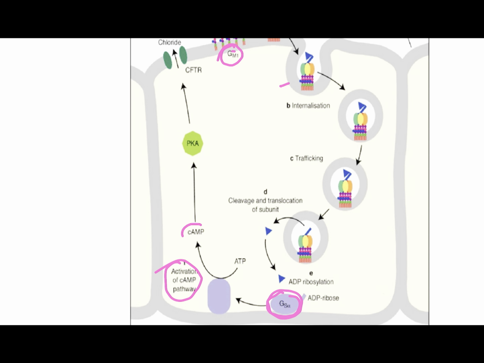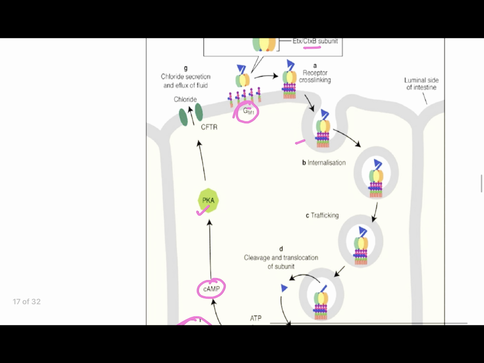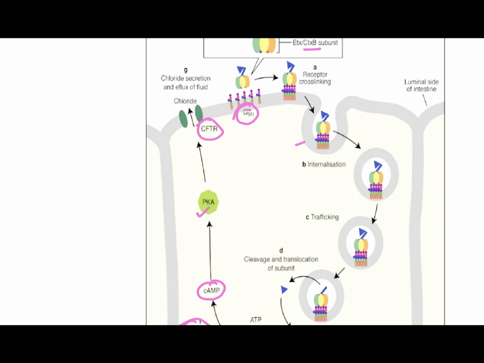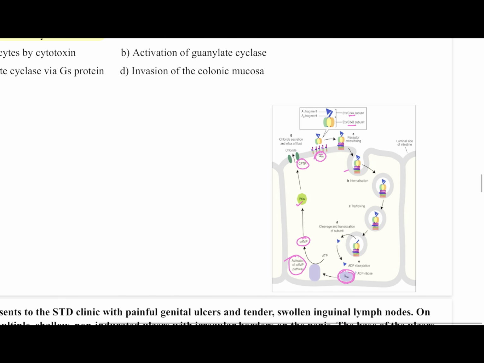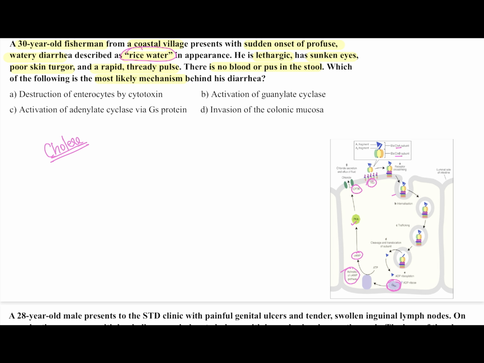Okay? So when they have more cyclic AMP, it will activate protein kinase A, which will stimulate CFTR, which will lead to the chloride leakage into the lumen. So the correct mechanism is activation of adenylyl cyclase via GS protein. Initially they bind to the GM1 receptor, and by the retrograde endocytosis process they cause the diarrhea by stimulating CFTR, or by opening the CFTR channels. Okay, so the correct answer will be C.